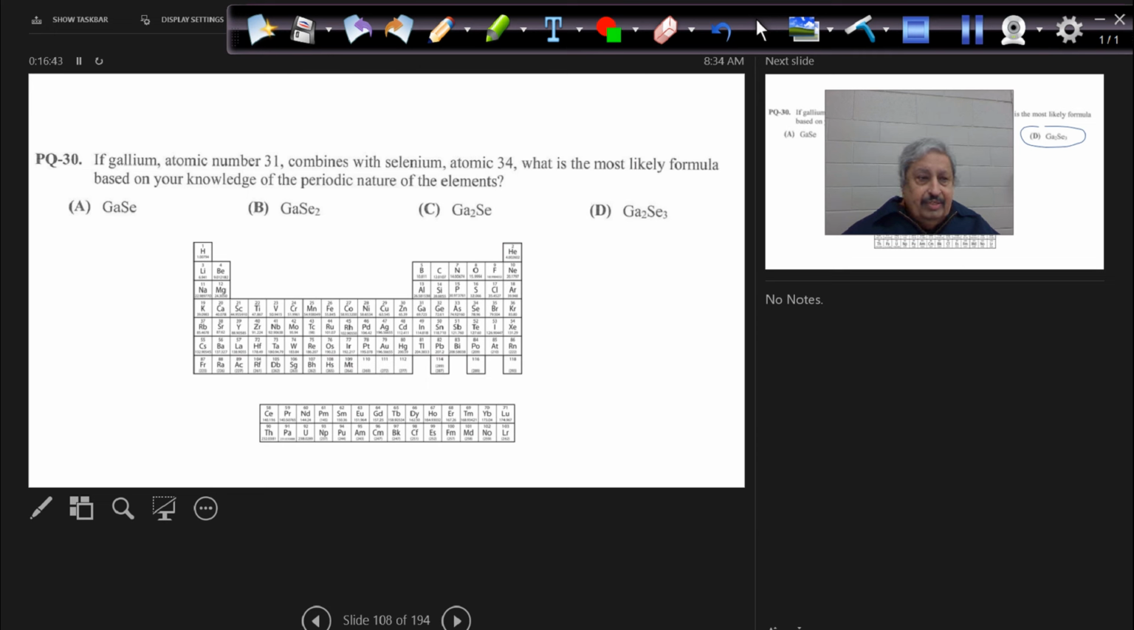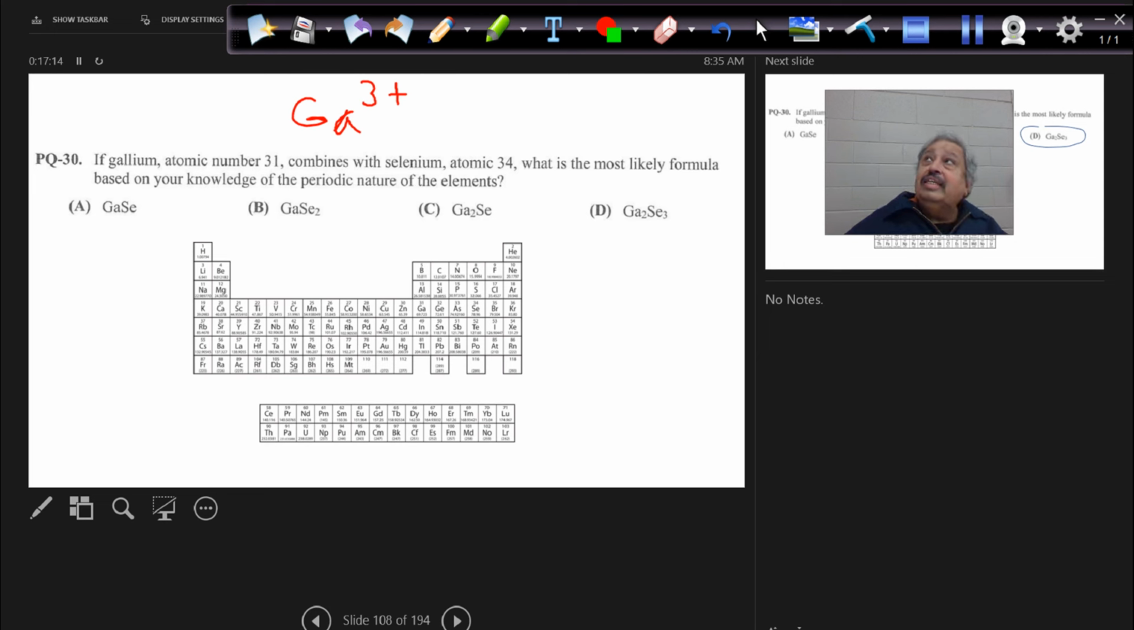If gallium, atomic number 31, combines with selenium, atomic number 34, what is the most likely formula based on your knowledge of the periodic table of the elements? Where is gallium? Gallium is 31 in the third group, 3A or 13. Gallium is Ga, correct, small a. And the third group means the charge of this group is 3 plus, like aluminum 3 plus.